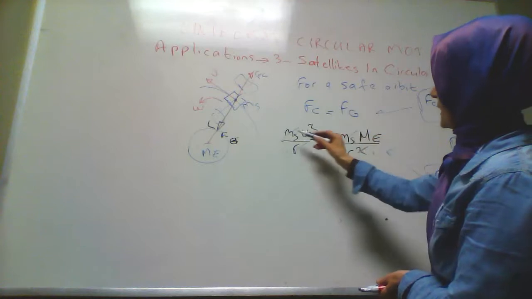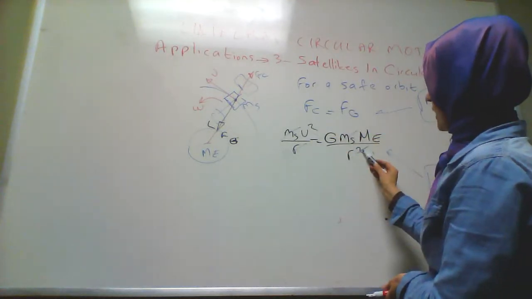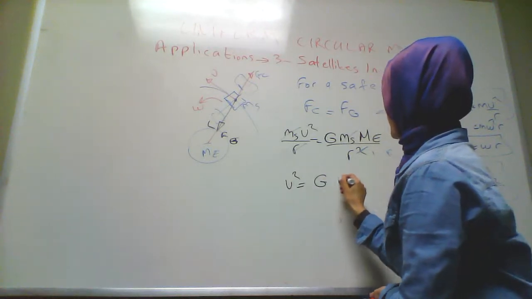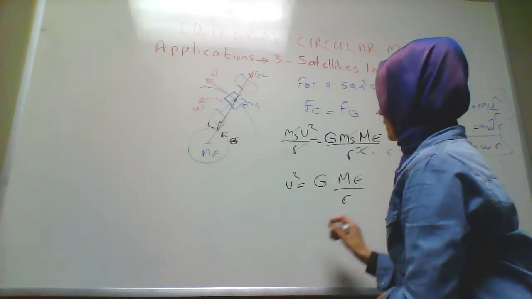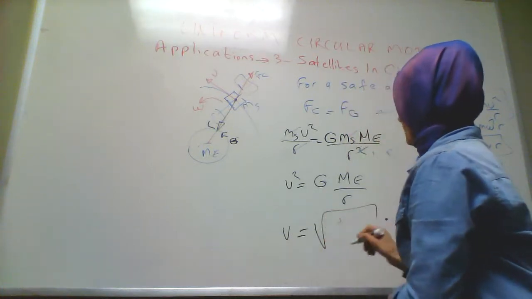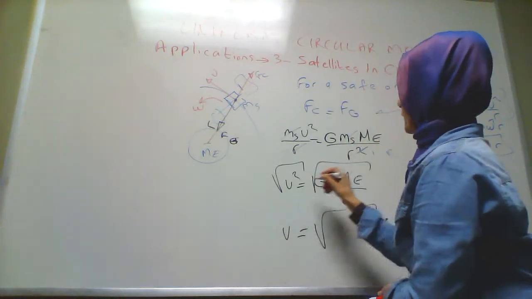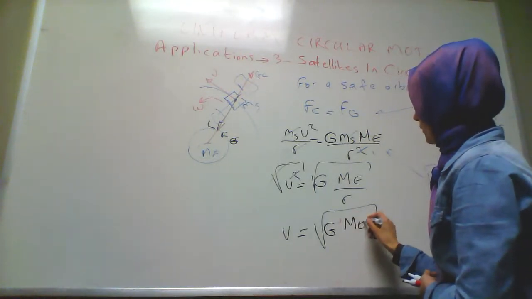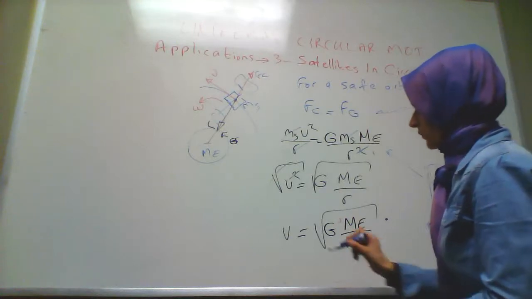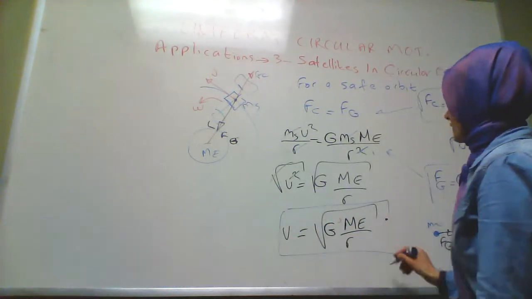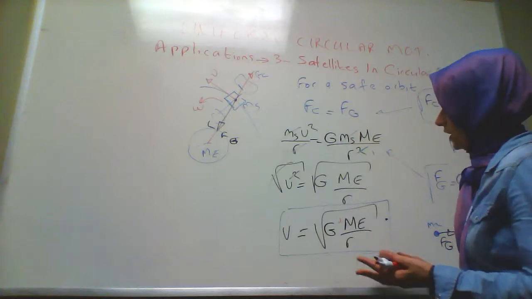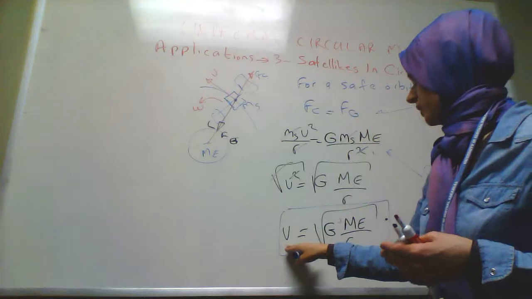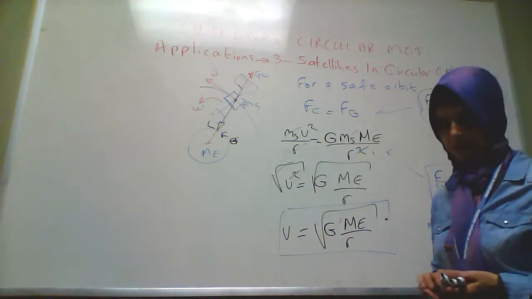We'll get m satellite canceling from both sides. One of the r's here cancels with this r, and we are left with v squared equal to G m Earth over r. Then v is equal to the square root of each side: v equals the square root of G times m Earth over r. So for a safe orbit, this is the velocity a satellite should have. If we are given some values, we can put them here and find what the velocity should be. And G is a constant.